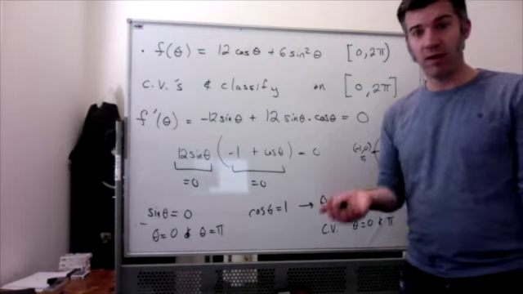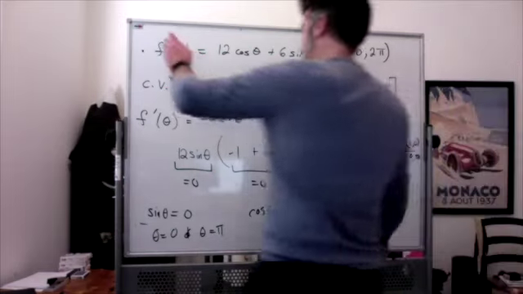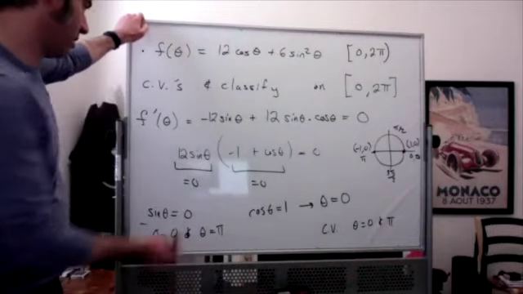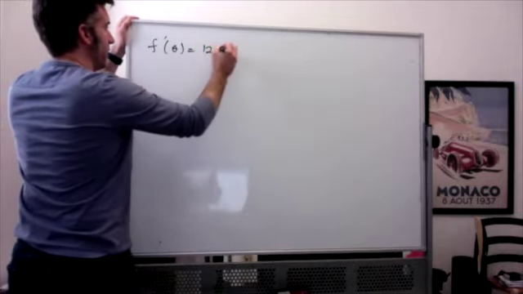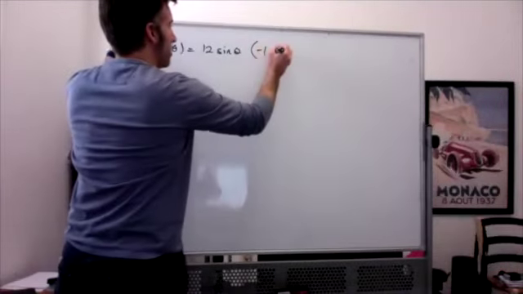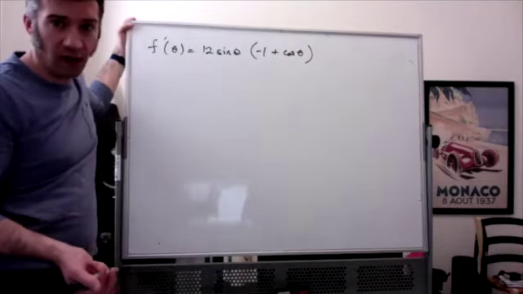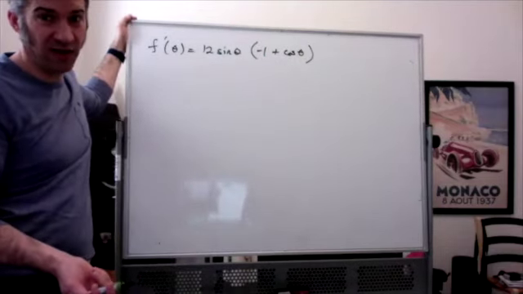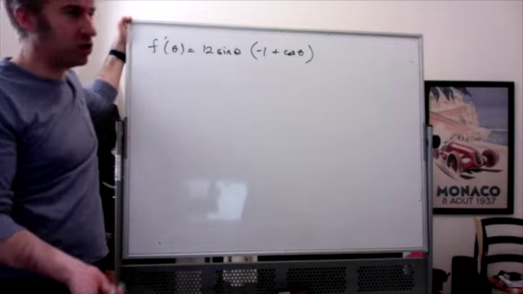The harder part here is actually classifying these critical values. I'm going to write this on the other side. My derivative is 12 sine theta times, what was it, 1 plus cosine theta? No, negative 1 plus cosine theta. You do have the option of using the second derivative test to classify them. I don't recommend it. We talked about this last time. It's usually not the way you want to go.